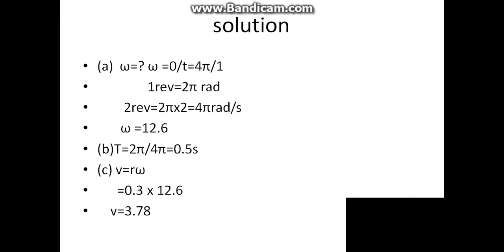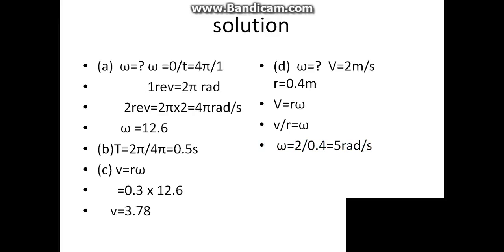Phi is still unknown. The v, which is the velocity, is given to be 2 meters per second. R is the radius, which is 0.4 meters. v is equal to radius times phi, which is angular velocity. Therefore, making the phi the subject of the formula, we now have v over r equals phi. We now have 2 over 0.4, which gives us 5 radians per second.